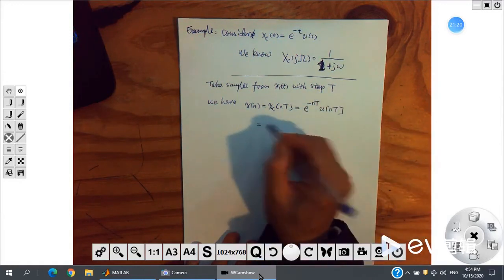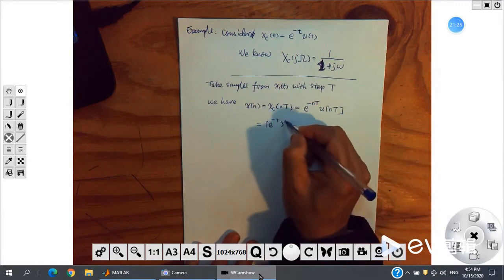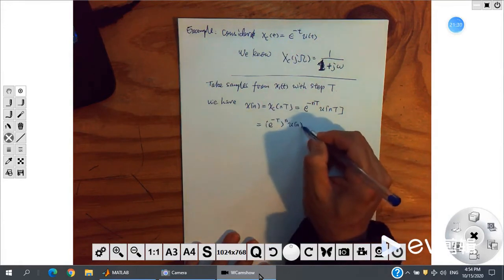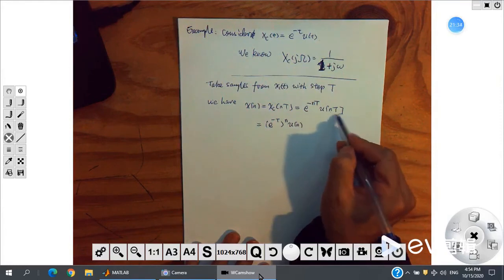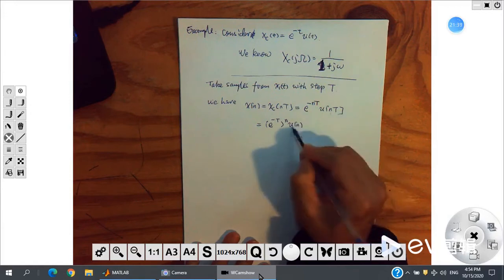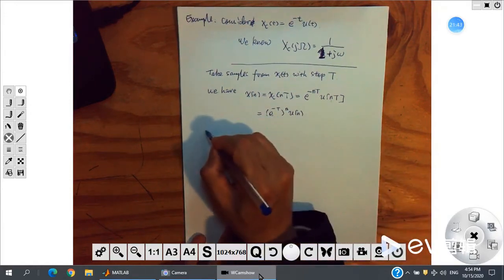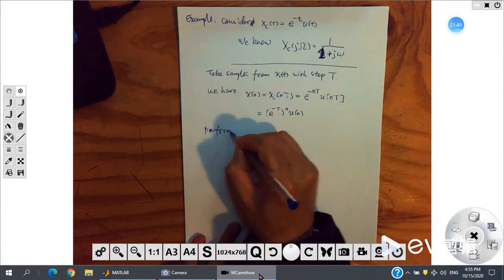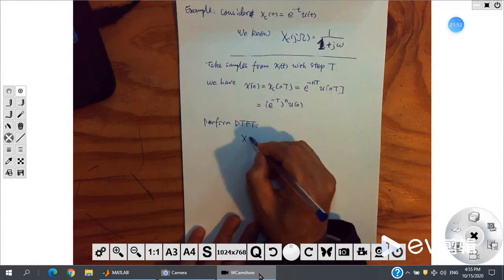So I can write it as e to the negative T to the power n, and this is just u of n. Same, u of n. For positive n, this is 1. For negative n, this is 0. For n equals 0, this is also 1. So it's just u of n. The next one, now perform DTFT. We have capital X e to the j omega.